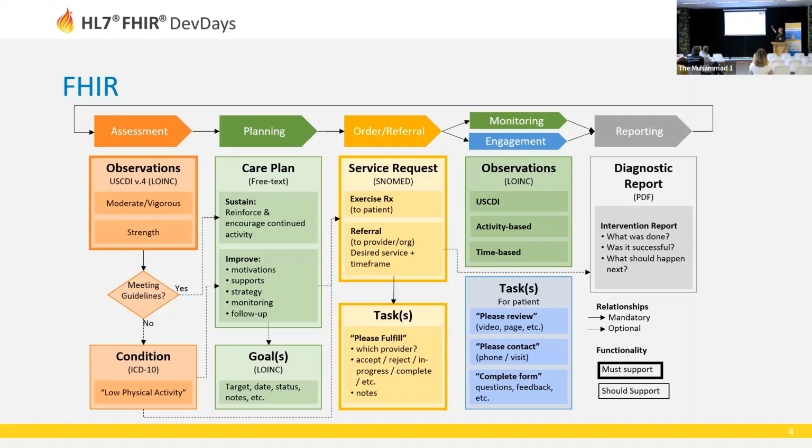The heavier borders are the things that we expect systems to be capable of. You have to be able to do the base assessment piece. You have to be able to do the referral piece. Whether you do conditions or plans or goals or ongoing monitoring is sort of up to you as a system, whether that's valuable to you. We've got observations for the ongoing monitoring. We've got tasks for patient, and we've got diagnostic report for the PDFs.